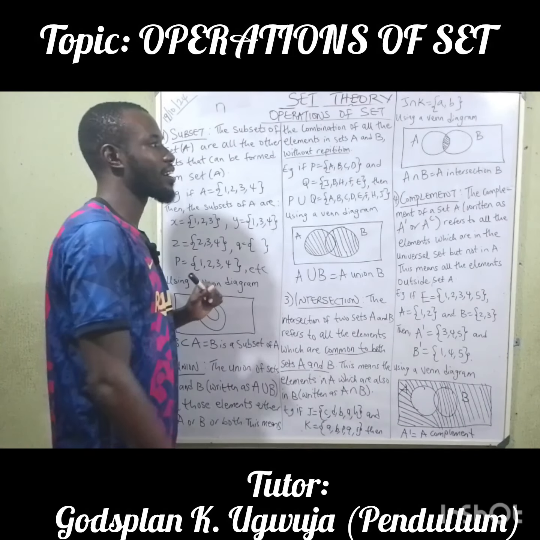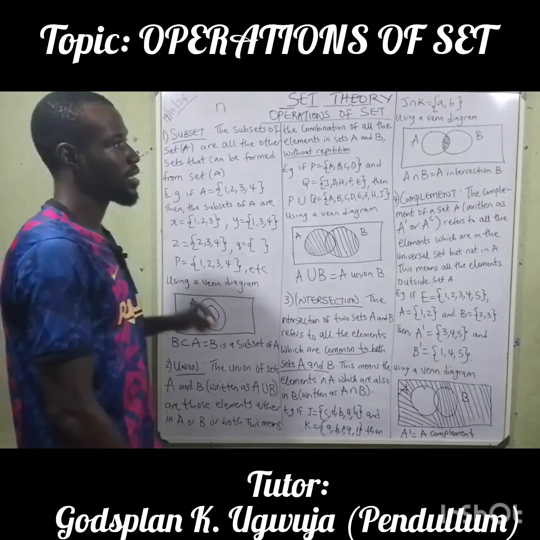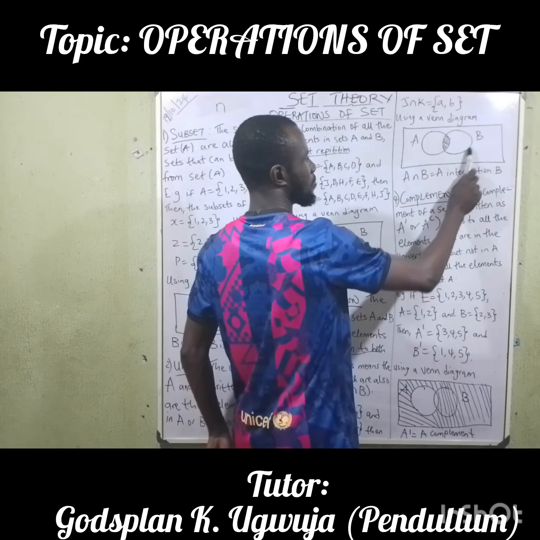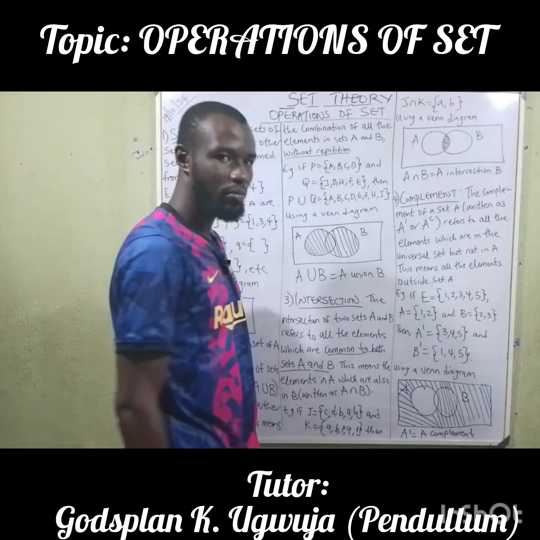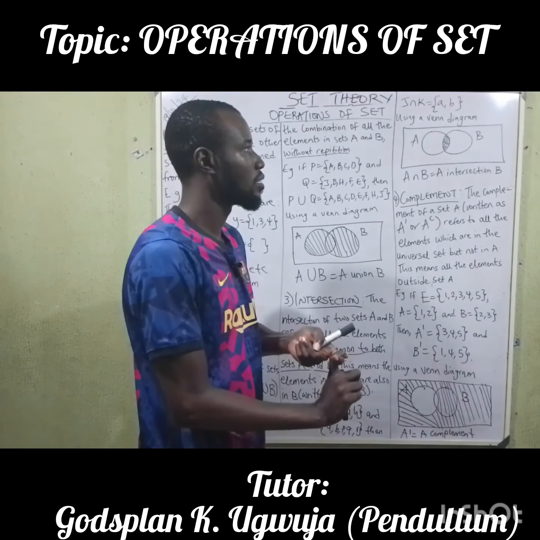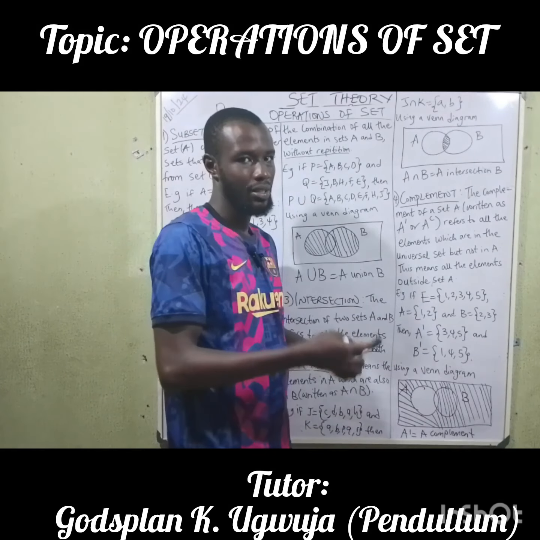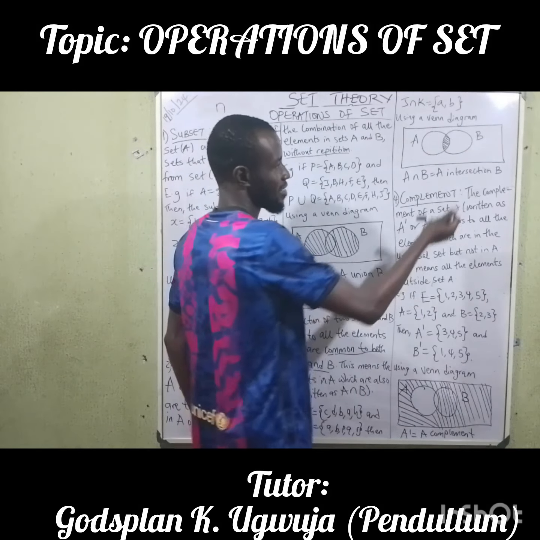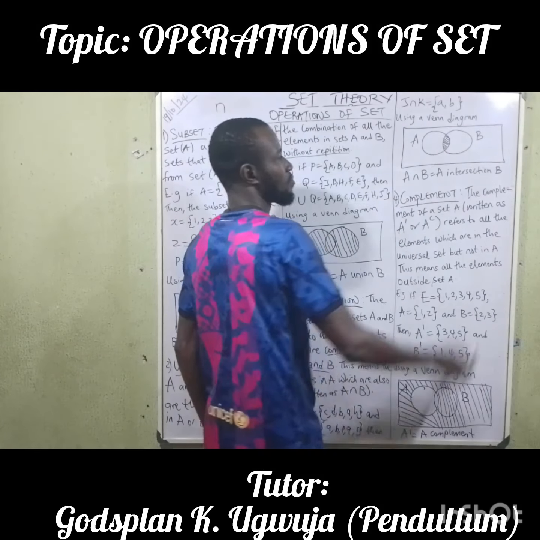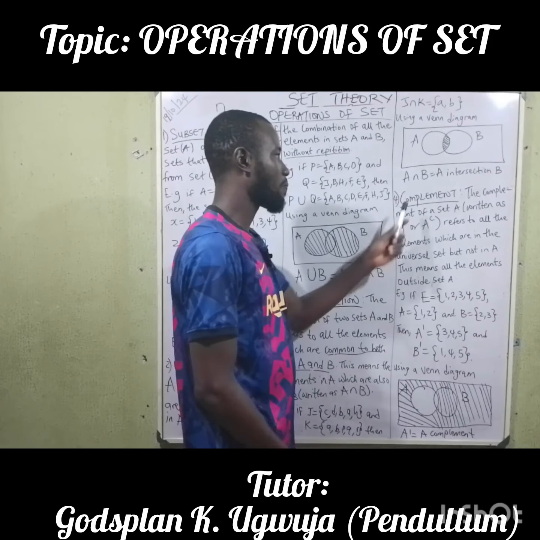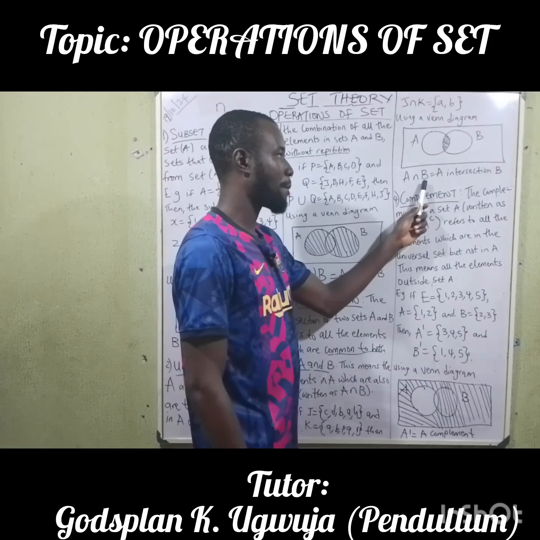So if we are using a Venn diagram to represent this, this is set A, this is set B. The intersection means where the two meet. What is common to both A and B? Where do A and B overlap? That is the intersection, and that is this shaded part here. So that is the intersection of A and B. We write it this way: A ∩ B.